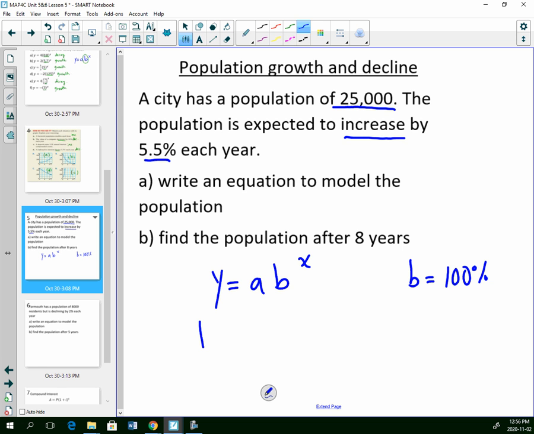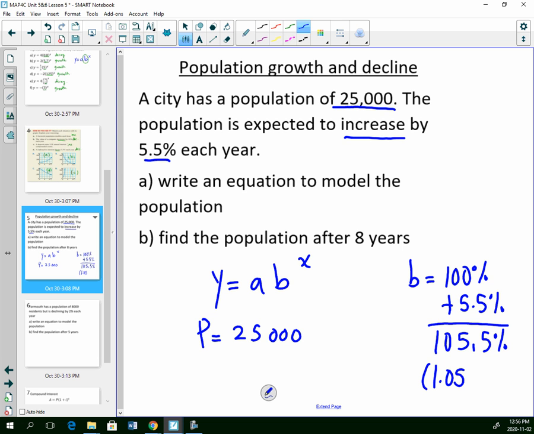Okay, so I'm going to use P for population. My starting population is 25,000. 100% means no change, right? If I have 100% of something, I have the exact same amount. So I'm going to either add to the 100% or subtract from the 100%. So this says it increases by 5.5%, so I'm going to add 5.5% to the 100. And that gives me 105.5%. And then I'm going to change that to a decimal by dividing by 100. So it'll be 1.055. That is my common ratio.